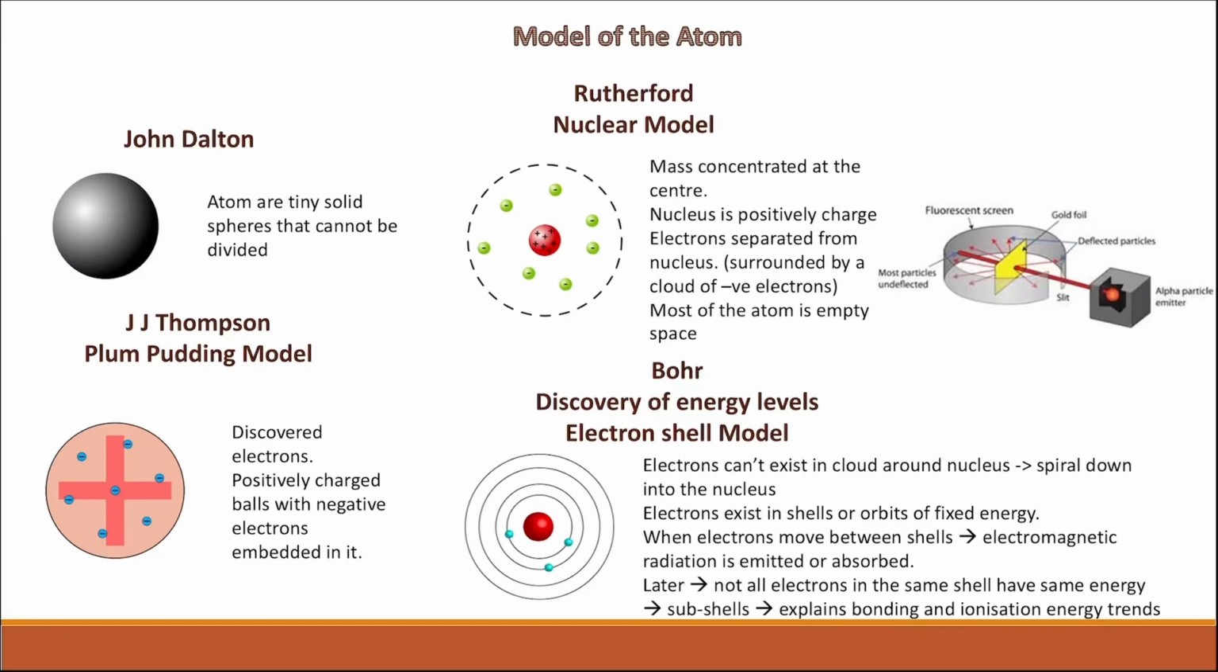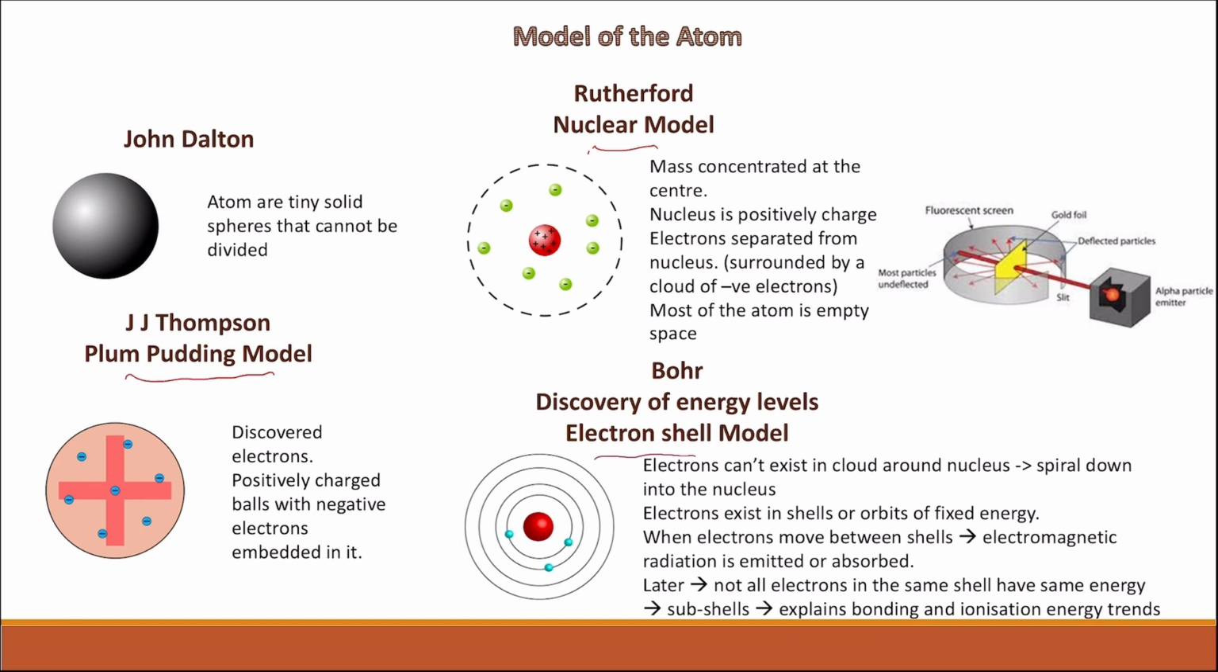So let's start with the first topic, which is the model of the atom. The model of the atom may come in the exam from year to year. It's not in every single exam. What you need to know about this is the comparison between the three models: the plum pudding model for J.J. Thomson, the nuclear model for Rutherford, and the Bohr model, the electron shell model.